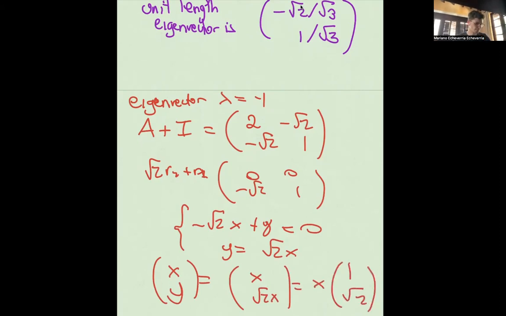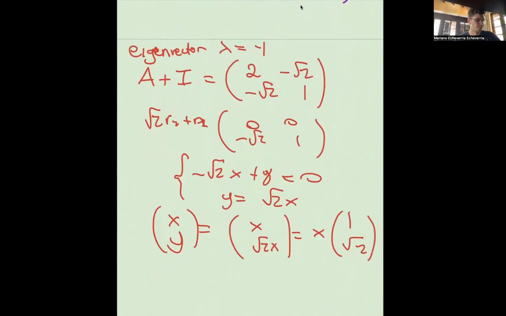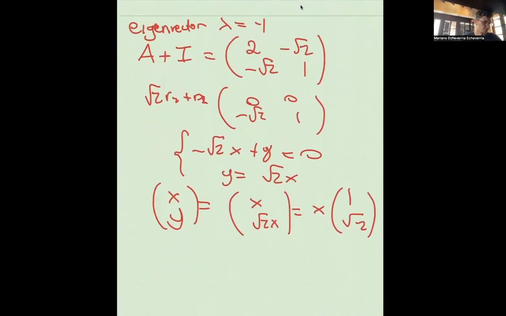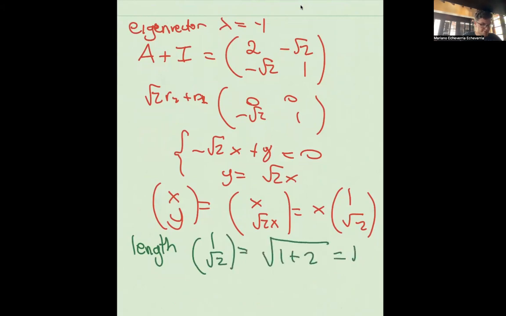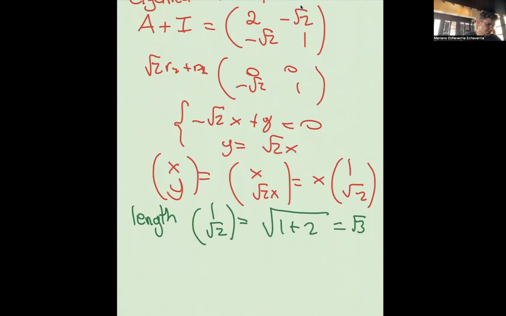And then the length, again, is not necessarily 1. So what is the length of this vector (1, root of 2)? It's the square root of 1 plus 2, which is also square root of 3. So the eigenvector that we want is the vector divided by its length. So it's 1 over root of 3, root of 2 over root of 3.